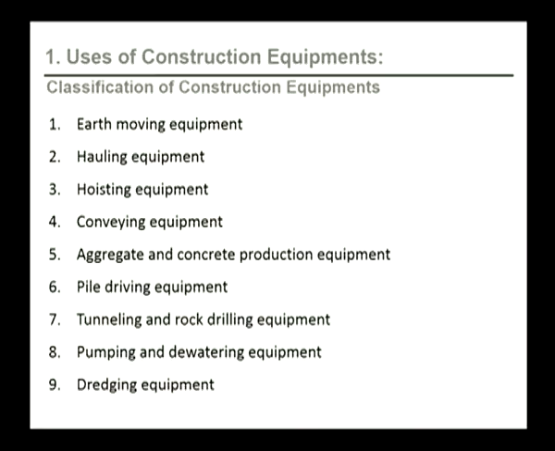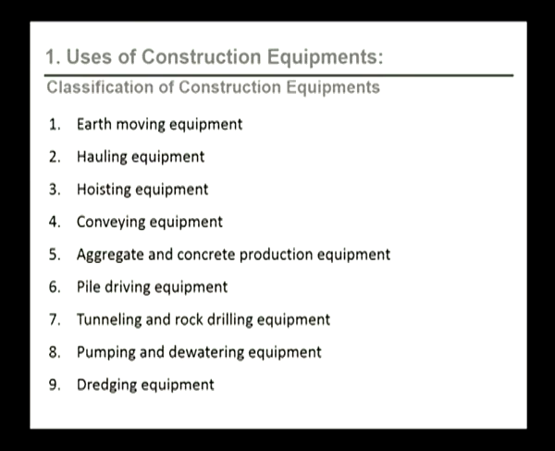So, what are the classifications of construction equipments? What are the various categories these construction equipments are put together in? Number one is earth moving equipment, number 2 is hauling equipment, number 3 is hoisting equipment, then conveying equipment, aggregate and concrete production equipment, pile driving equipment, tunneling and rock drilling equipment, pumping and dewatering equipment, and then dredging equipment. Uses of construction equipments.